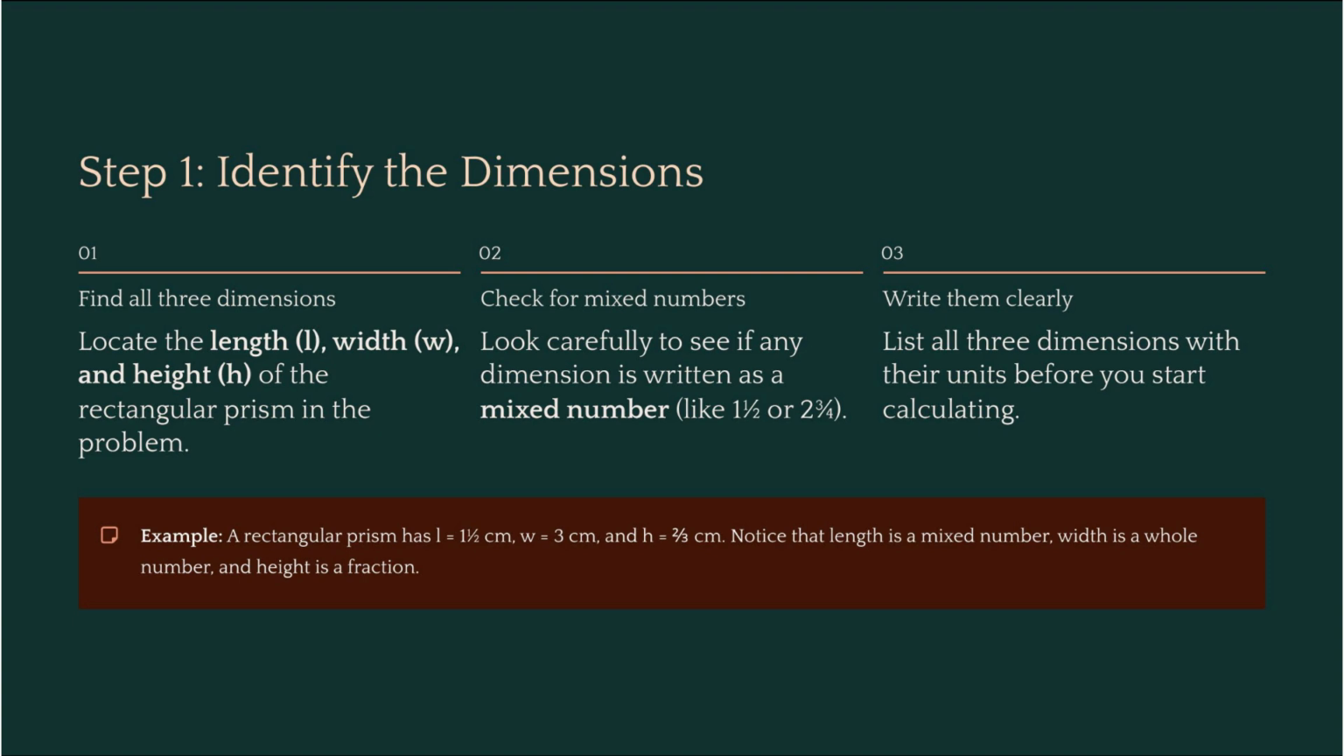Let's walk through the steps for solving these problems. The very first step, just like with whole numbers, is to clearly identify the 3 dimensions: length, L, width, W, and height, H. If you miss one or mix them up, the volume will be wrong. Look closely to see if any of these dimensions are given as a mixed number, a whole number next to a fraction, like 1 and 1/2 centimeters.